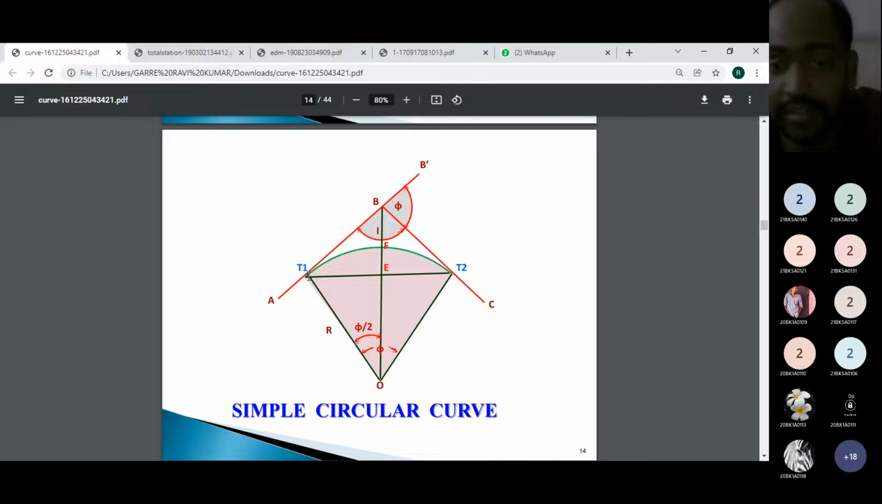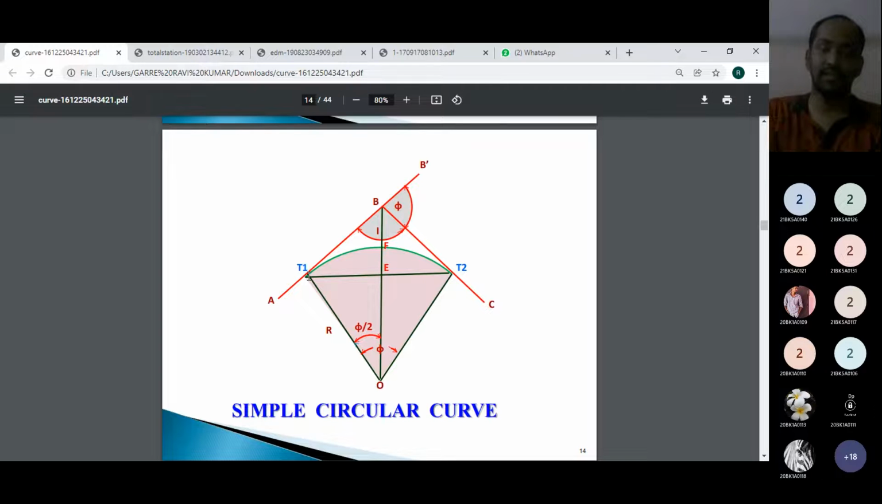F is the center point of the arc, and T1 F T2 means the length of the curve, or the distance between the T1 and T2 points over the curve. The distance T1 F T2 can be called the length of curve here.